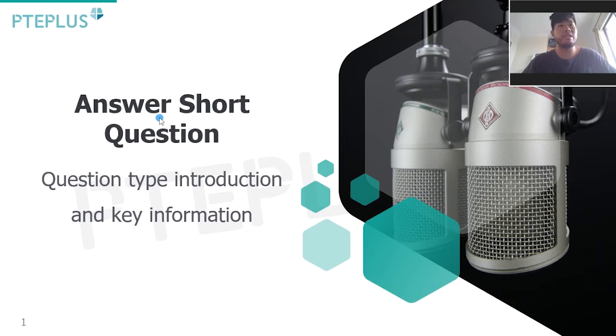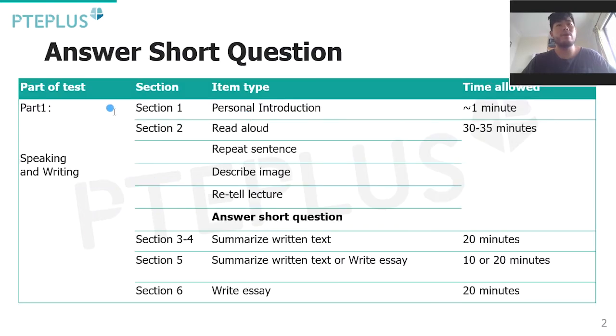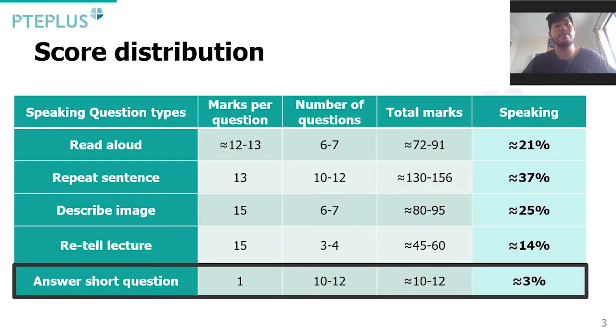The main topic for this lesson is answer short question. In particular, we're going to be focusing on question type introduction as well as key information about the question type. Answer short question falls in the speaking and writing section of the test, which is the first section of the test. It goes under section 2, following read aloud lecture, and before moving on to the written questions.